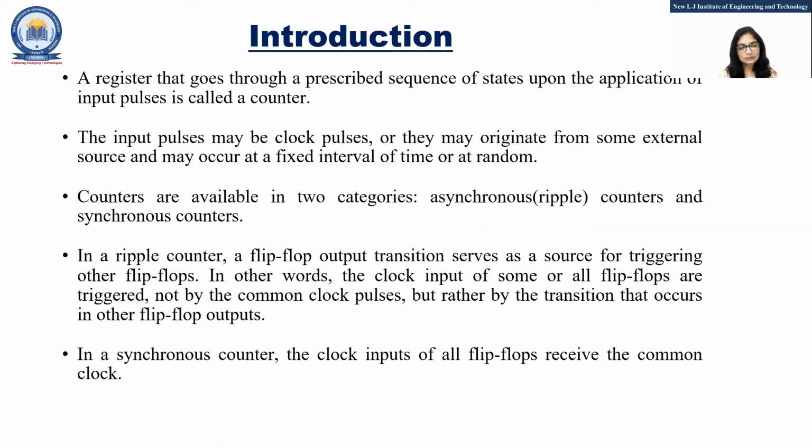In my previous video, I already discussed what a counter is, and the difference between asynchronous counters and synchronous counters. Simply, a counter will count the clock pulses. What is the difference between asynchronous and synchronous counters? In an asynchronous counter, we do not apply the clock simultaneously, which means the output of one flip-flop is given to the clock of the next flip-flop. In a synchronous counter, the clock inputs of all the flip-flops receive a common clock.